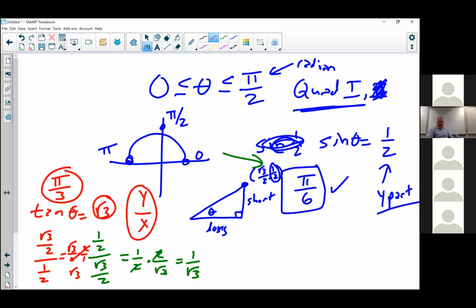You see how I did that one? Those are tougher. The tangents are the tougher ones. And it's just a matter of you understanding how to multiply by the reciprocal of the denominator.